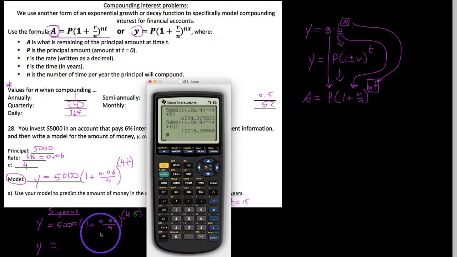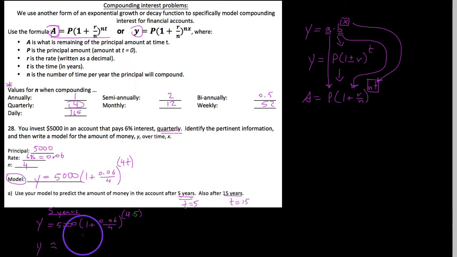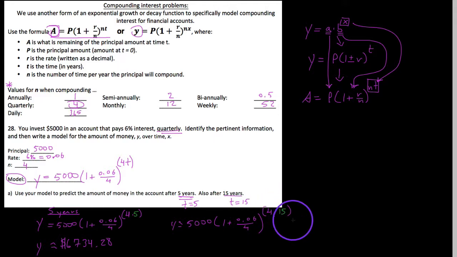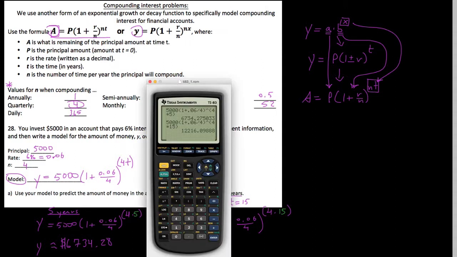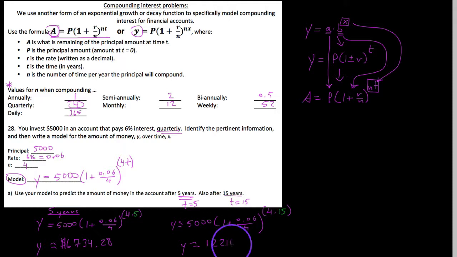We get two values here, the first one being 6734.28, and this is in dollars. And then if we were to do this 15 years later, it would be 5,000 times 1 plus 0.06 over 4 to the 4 times, and in this case we want 15 units of compounding. So y is approximately 12216.10, and this is in dollars.